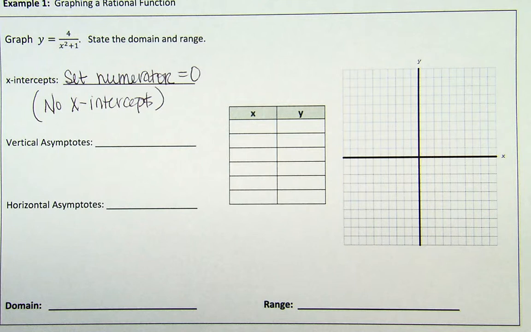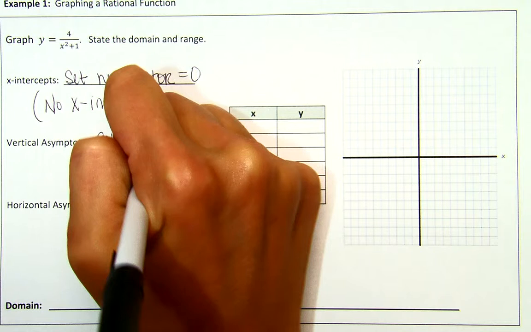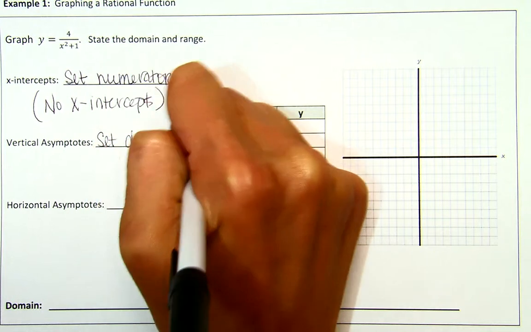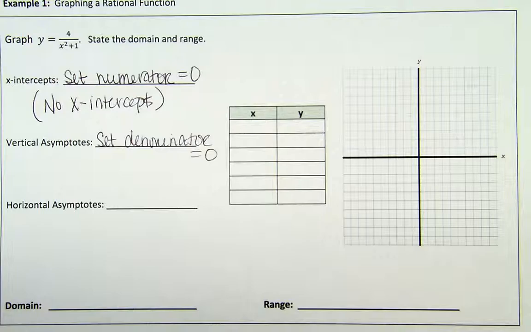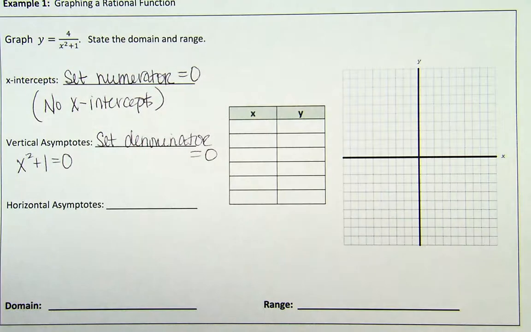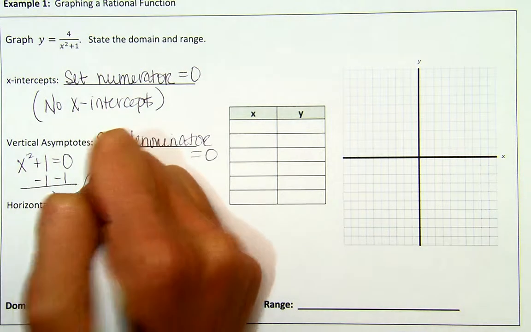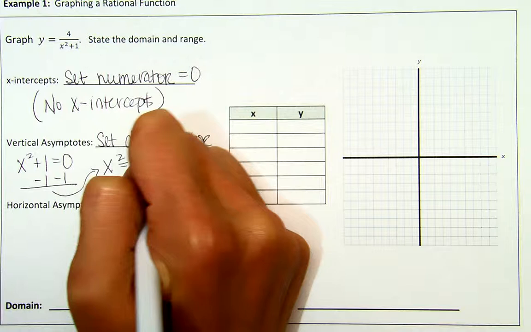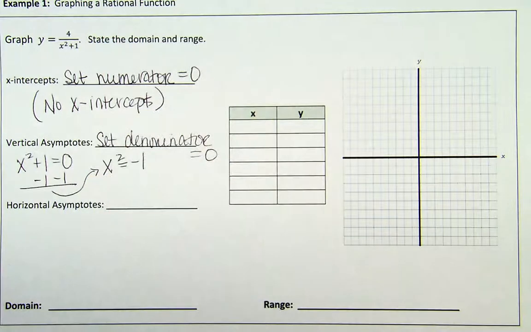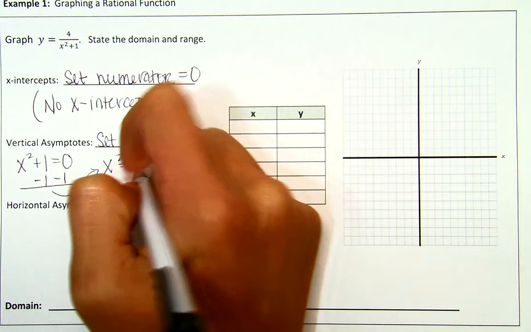So let's look at our vertical asymptote. We find our vertical asymptote by setting our denominator equal to 0. So if we find our denominator, x squared plus 1, x squared plus 1 is equal to 0. This is going to look just like the previous example we just did together. I'm going to subtract 1 from both sides, and we know that this is going to give us an imaginary unit again. So because we have no real solution, we also have no vertical asymptote.